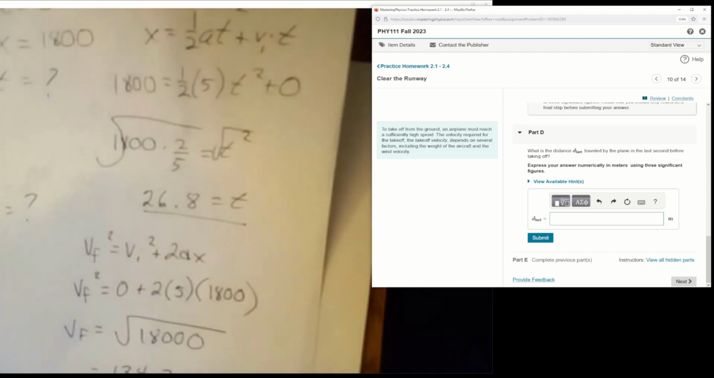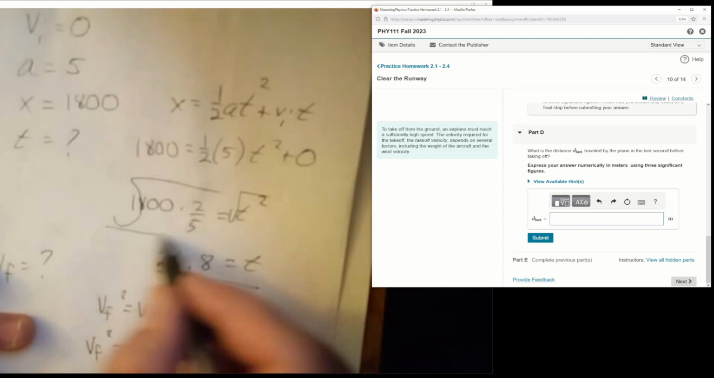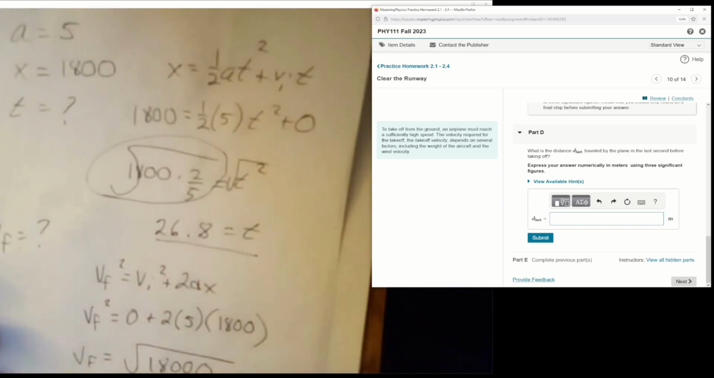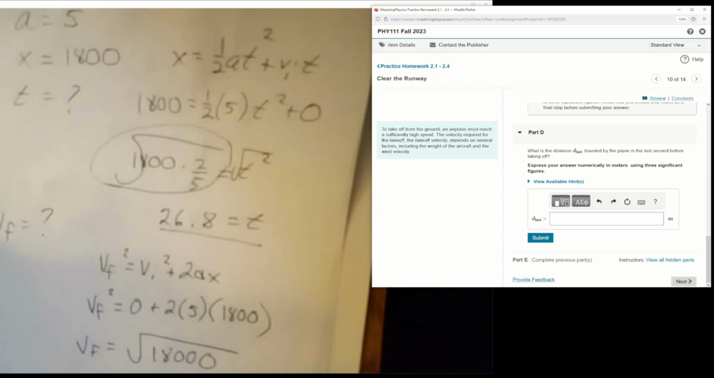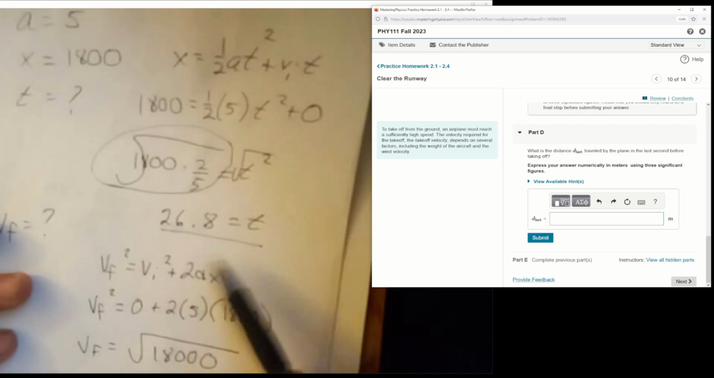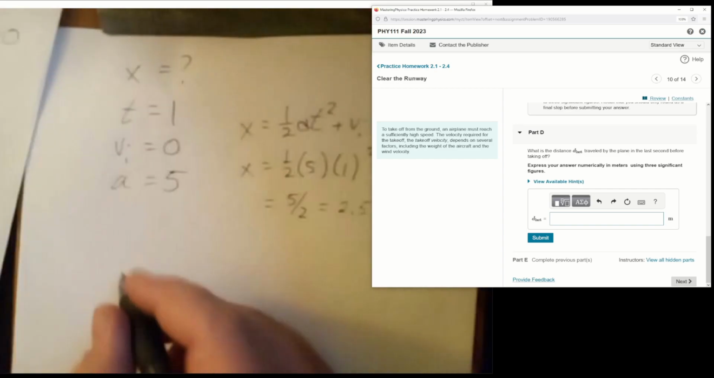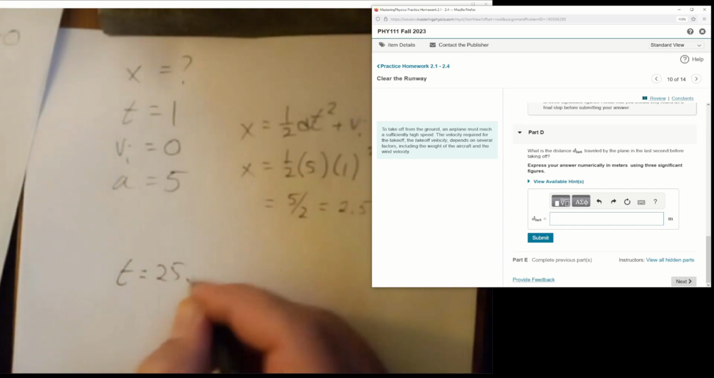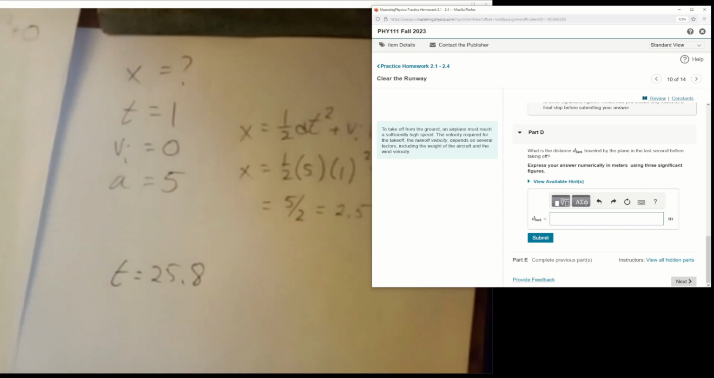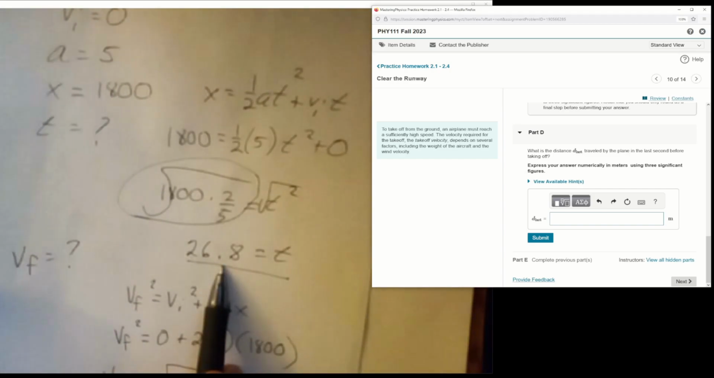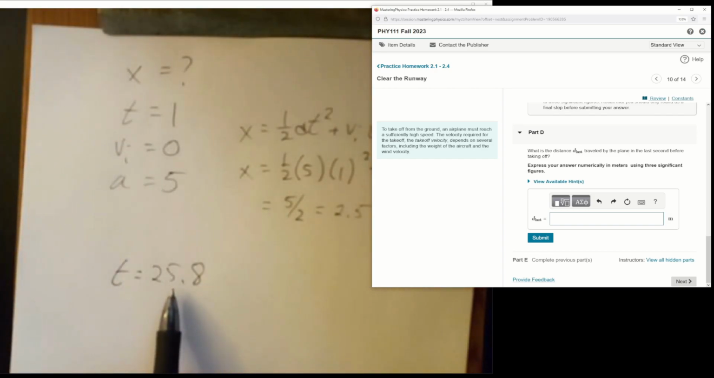And it's best to use whatever your calculator had, try to get all those decimal places, because I did round to get 26.8. But they want to know the second before takeoff. So it took 26.8 seconds to take off. So that means we have a new time of 25.8, because that's 1 second before it finally took off. So now our time would be 1 second before, 25.8.